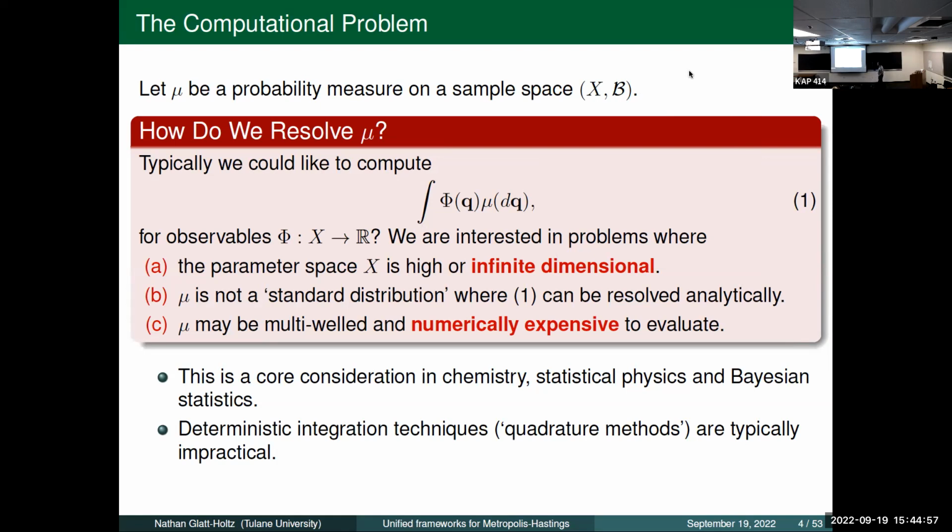But there are a number of reasons why this is a very challenging problem computationally. The parameter spaces we're interested in are often high or infinite dimensional. In some model problems you want a probability measure on, say, classes of functions, so infinite dimensional spaces, and your measure mu is very often not a standard distribution, so there aren't analytical solutions to these things. Think of mu as multimodal, and it's numerically expensive to evaluate these integrals. This is at the core of what makes modern Bayesian statistics go along, but it is a ubiquitous problem that comes up throughout chemistry, statistical physics, etc. And let's leave aside the idea that you'd be using quadrature deterministic techniques to evaluate this integral.